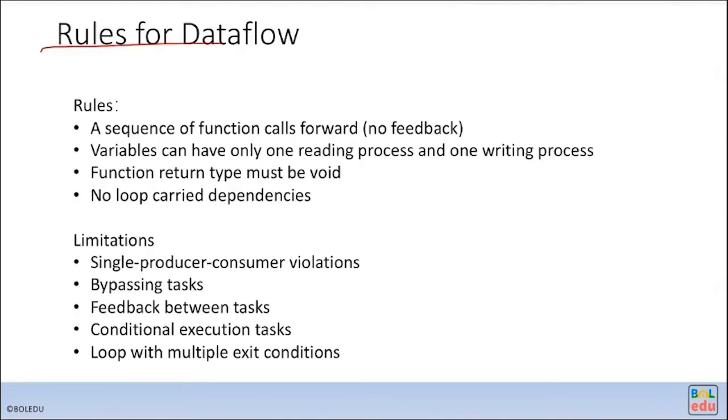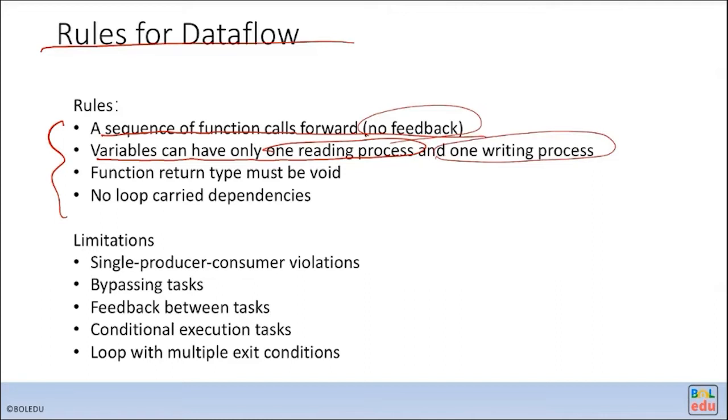Okay, there's a rule for data FIFO. Those rules are pretty obvious. First is a sequence of functions called forward, with no feedback. For each variable, there can be only one read process and one write process. And there's the function return type: there's no return value. Also, no loop or carry dependency. Very simple data flow graph.